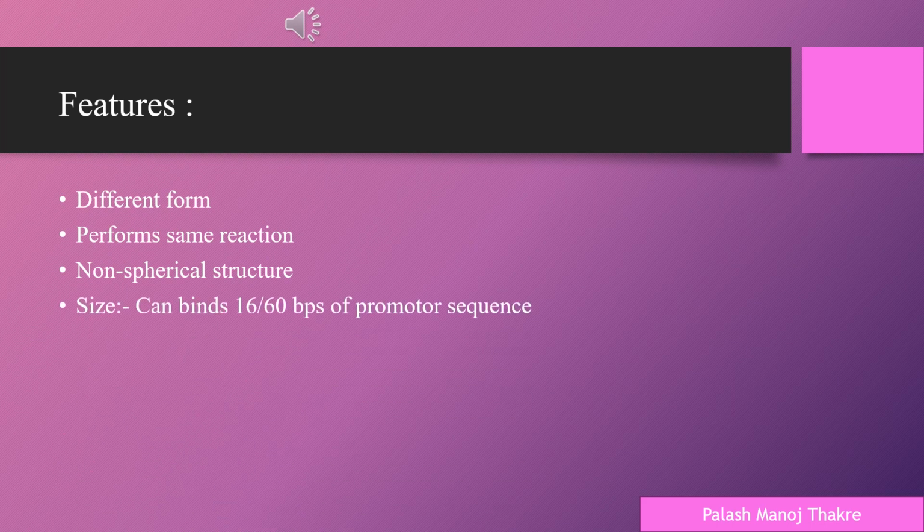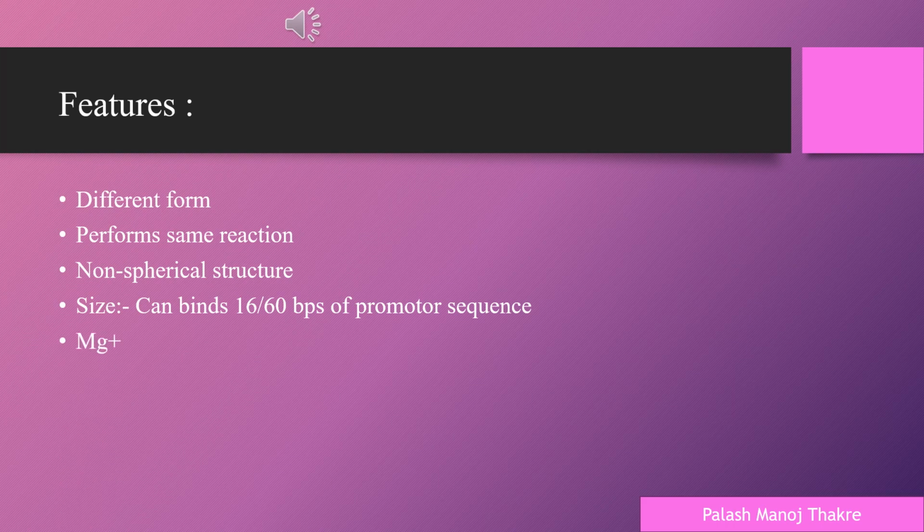If we talk about the size of RNA polymerase, then assume that the DNA contains a promoter region. This promoter region is made of 60 base pair sequences. Out of 60 base pair sequences, the RNA polymerase binds only on 16 base pairs of the promoter region.